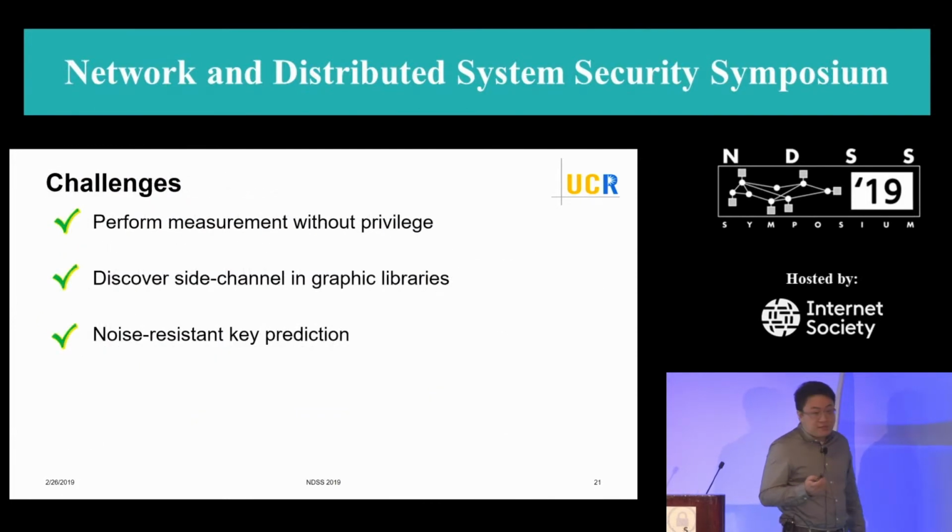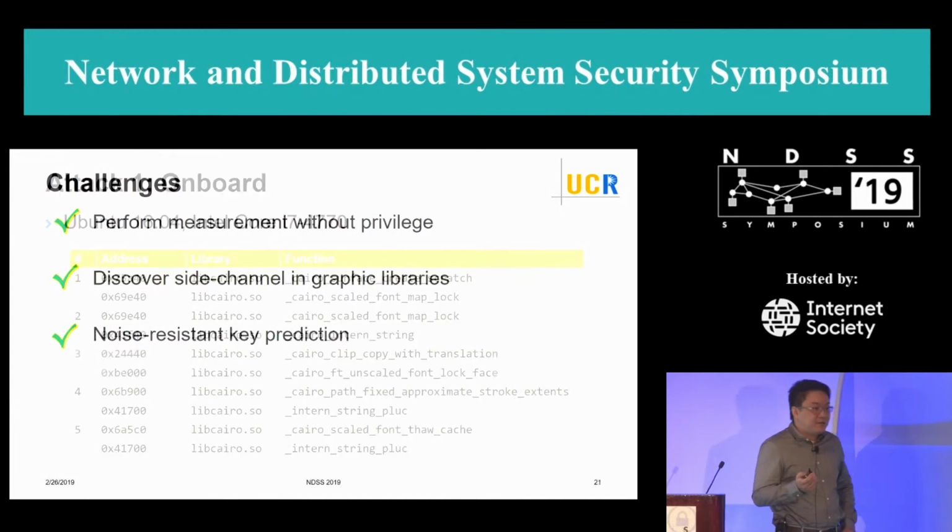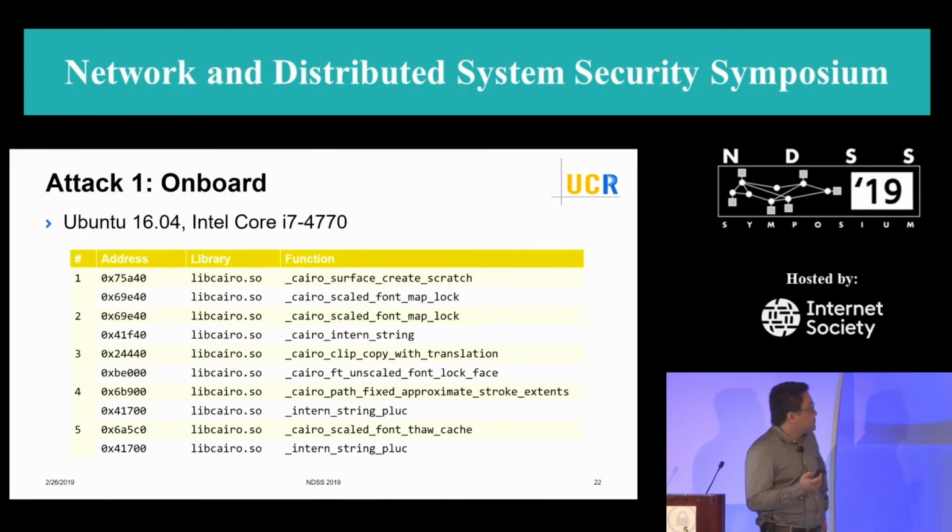So there go all of our challenges. Let's go back to the attack and see how it works. First of all, the onboard attack that you saw at the very beginning. Here are the top 5 side channels we discovered. We actually instrumented a lot of graphic libraries, but it turns out Cairo is the one giving us good results.